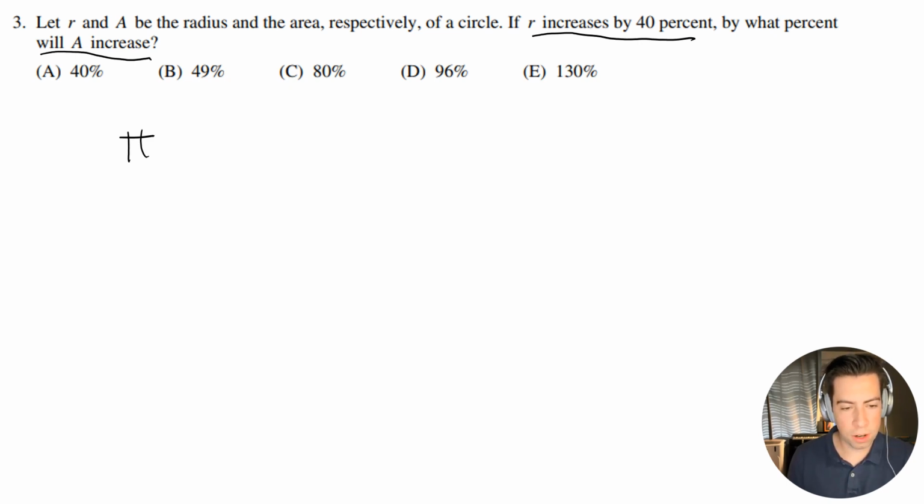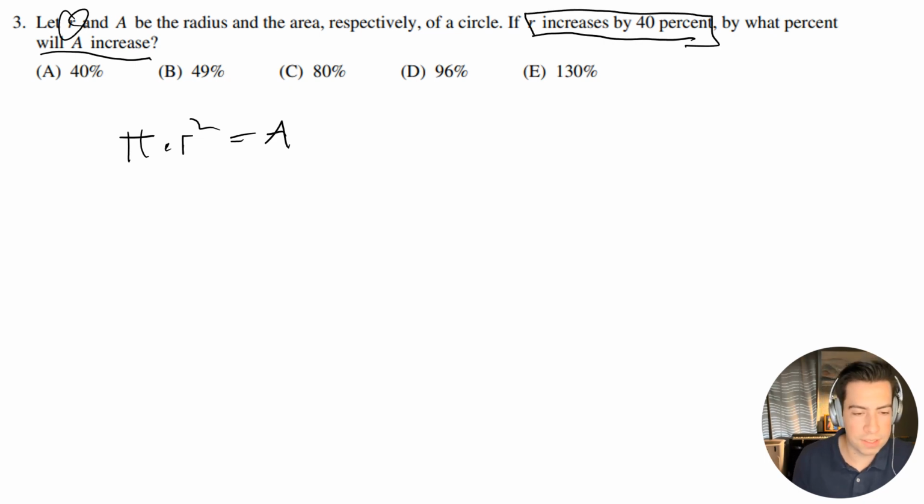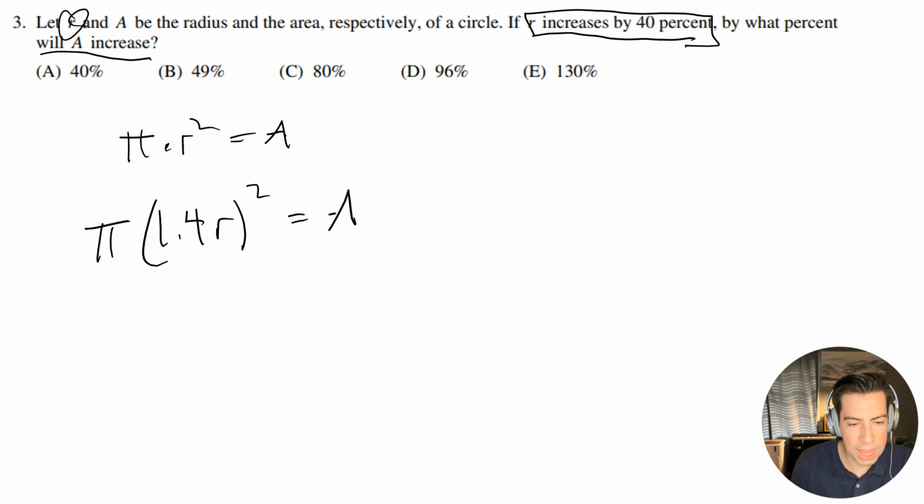So we know that R is related to A through this equation, pi times R squared equals A. And this is true for whenever R is equal to R, right? Now, what happens whenever R increases by 40%? So we can write this as pi times 1.4R, this entire thing squared, equals A, but it's not going to be equal to A, it's going to be equal to a different one, so I'll say A sub nu for the new area.